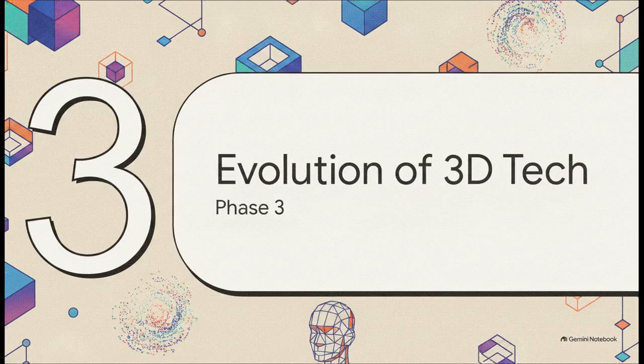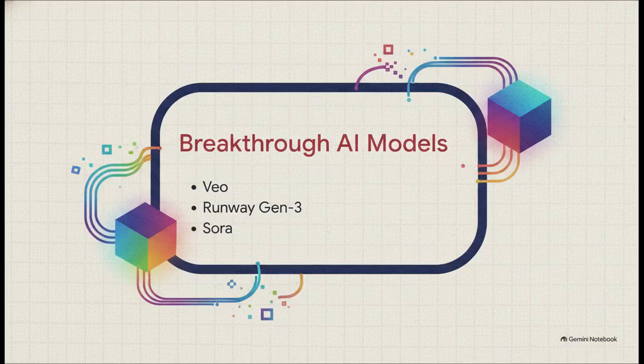All right, let's look at Phase 3, the evolution of 3D technology. The text explicitly names 3 massive breakthrough models that are driving this evolution. You've probably heard of them: Veo, Runway Gen 3, and Sora. And guys, these aren't just trendy buzzwords. These are the actual engines that are taking simple text, raw images, and your basic ideas and turning them into cinematic masterpieces in seconds. These platforms represent the absolute pinnacle of current AI visualization.